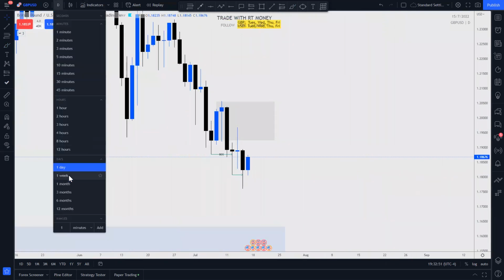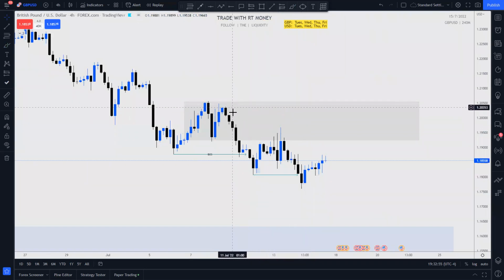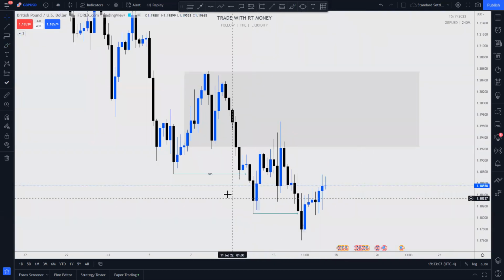And so I go to the 4 hour, and what we have is price broke the low, broke that structural point. This is an external low, not an internal low. I'll explain that some other time in another video. But the deal is we're making lower lows. We're grinding down lower and lower, right?